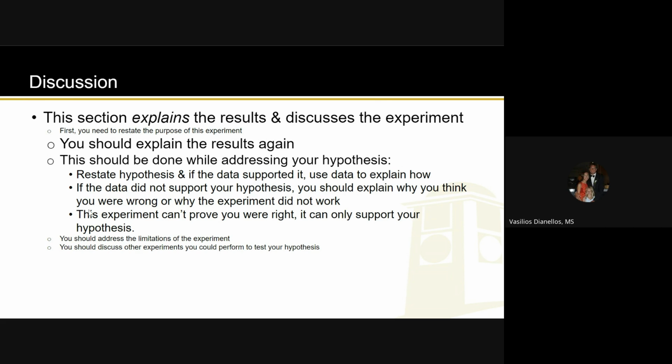And then another big mistake people make is this little bullet point right here. I just want to point this out. This is the case for every single experiment we do this semester, but let's talk about it again. This experiment does not prove that your hypothesis was correct, right? You didn't prove it was correct. You didn't prove it was incorrect. It can only support your hypothesis. So when you're writing this, you can say the data supported my hypothesis, or the data did not support my hypothesis. You didn't prove your hypothesis was correct. You didn't prove your hypothesis was incorrect. You either supported it or you didn't.